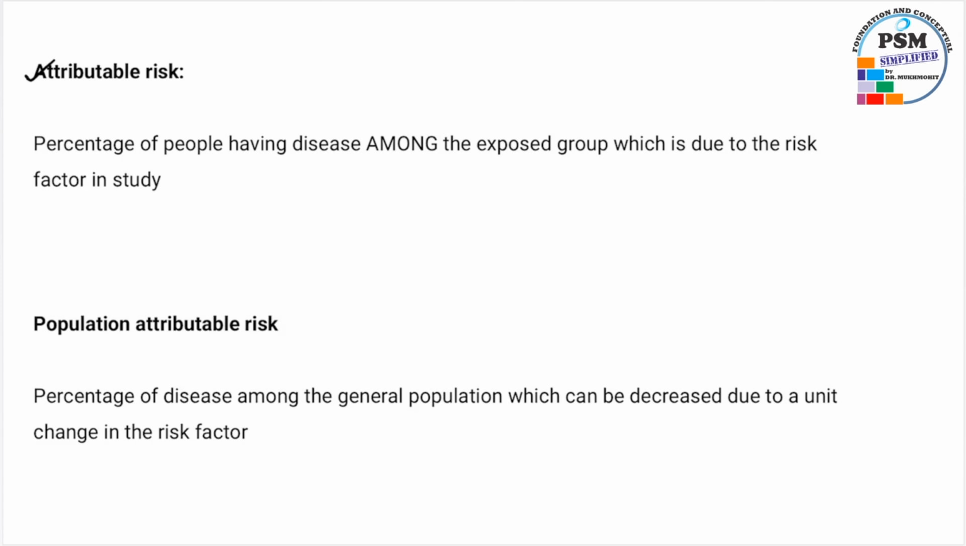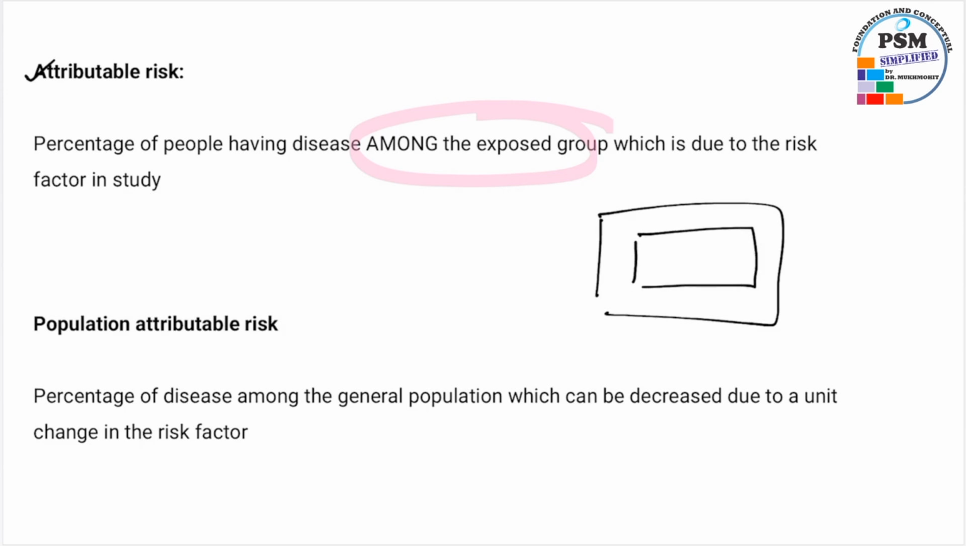But attributable risk, it is the percentage of people having the disease among the exposed group, which is due to their risk factors in the study. Let us say this is the world. And in this world, you want to do a study and you want to find out how many people have the risk factors. Let us say these are the people with the risk factors, and then you want to find out people with disease. You find out that these many people have the disease.